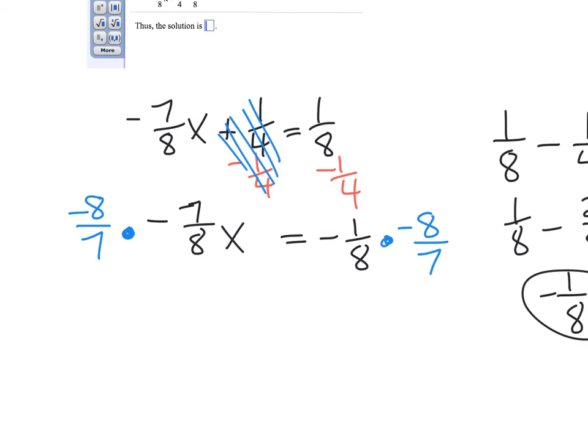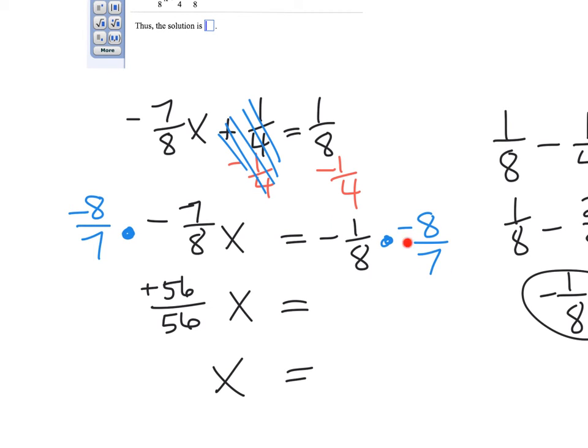So what's going to happen on the left? Well, negative 8 times negative 7, I'm going to be a little explicit here, is positive 56. And then the denominator, 7 times 8, is positive 56. So the left, you end up equaling 1x. So that's really just x.